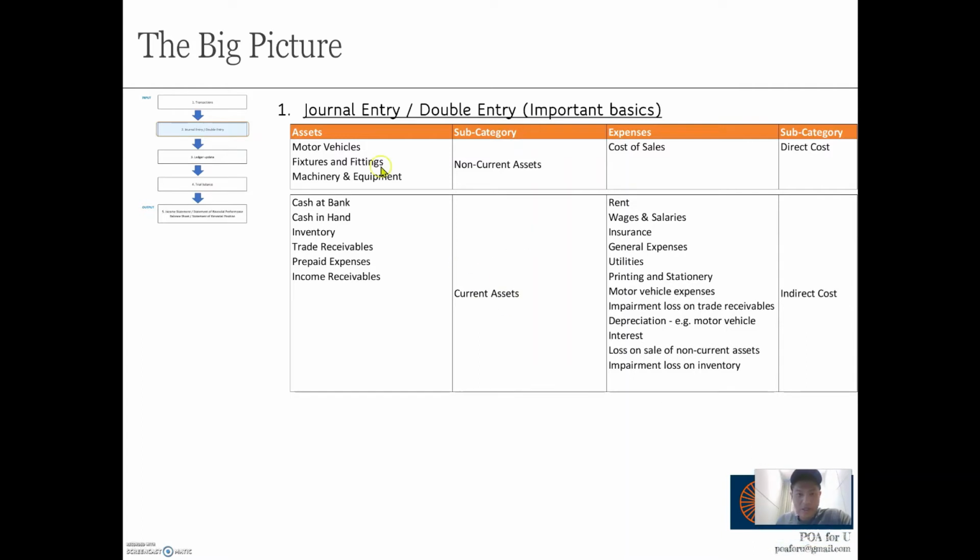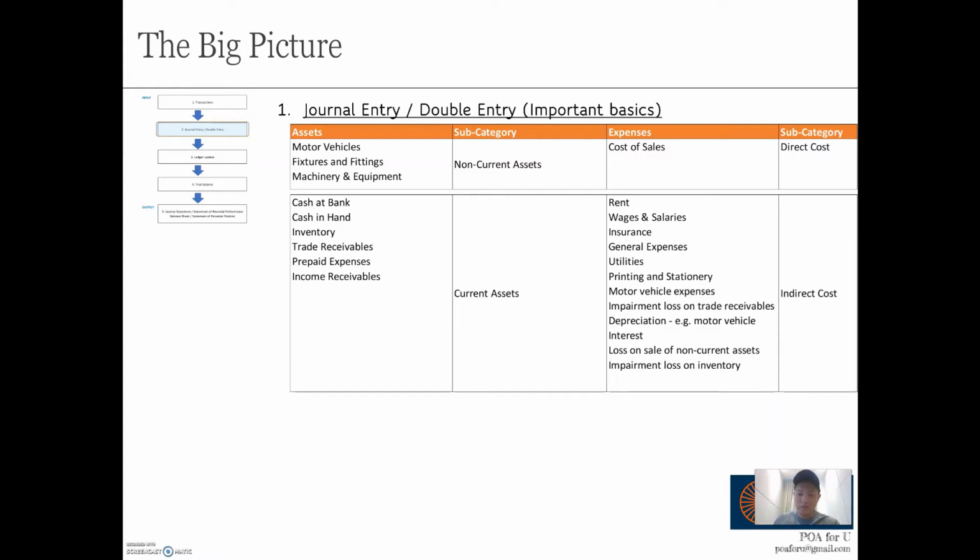I've actually listed some examples of assets, because sometimes you're wondering, okay, what are assets? These are quite a good list of assets that you will see in your examinations. It starts with non-current assets, motor vehicles, fixtures, fittings, machinery and equipment, then cash at bank, cash in hand, inventory, and so on. So all these are assets. Now income receivables, a lot of people would ask, why is this an asset? Because anything that is receivable belongs to you. So anything that you own is an asset, as simple as that.